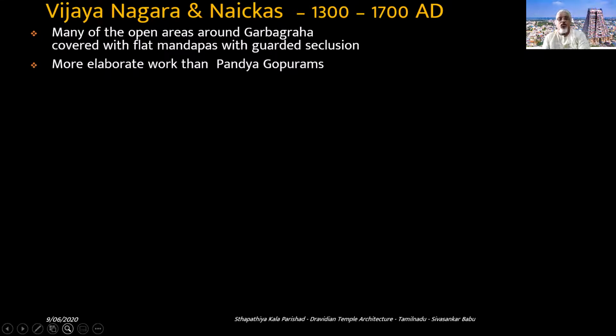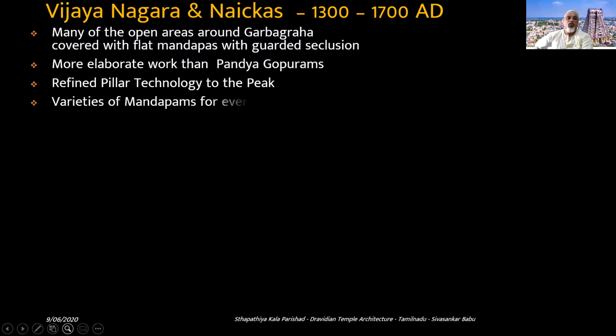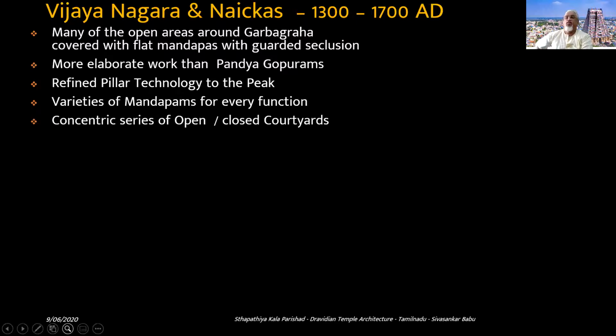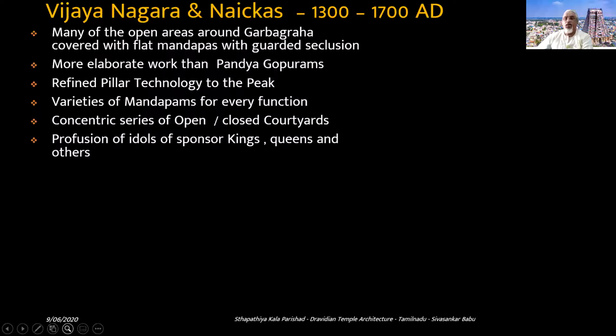Again, they started making bigger gopurams than the Pandyas, but mostly with a lot of pillars rather than sculptures. But internally in mandapas, they refined pillar technology to the peak. They are mandapa specialists, and they built every variety of mandapas as an extension all over the place. And this is a concentric series of either open or closed prakaras around this, which extends to 7 prakaras in Trichy, Srirangam.